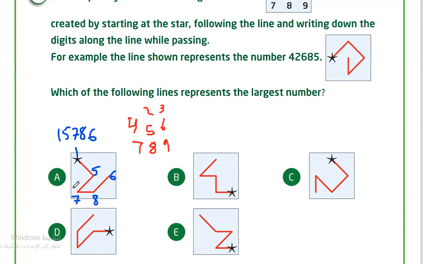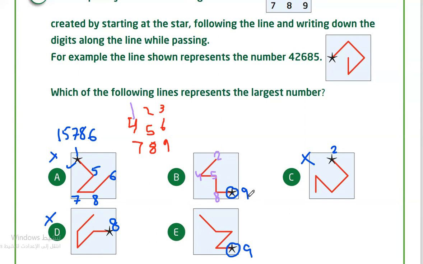Now we write it. Here you must start with the big digit, because this one starts with a small digit, 1. So the star here, where is it? When you see this, the big number, you must start with them. So here it is 9. Here the start is 1, a small number. Also this starts with 2, a small number. And here it starts with 8, and 9 is greater than 8. So you cancel three, chosen. Now we compare between B and E.